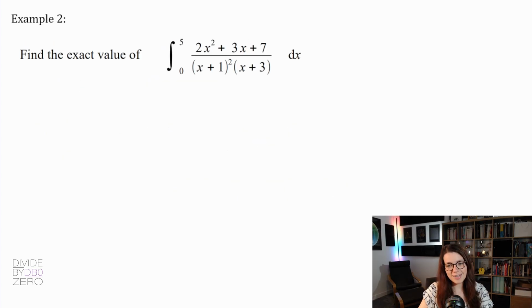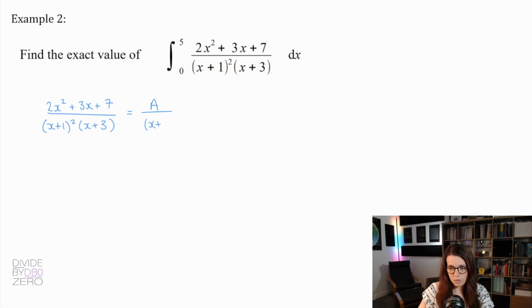Example 2, find the exact value of this integral. Now this looks like partial fractions again because we have some factors in the denominator. But we have to be careful with this partial fractions because the denominator has a repeated factor. So if we write this out, (2x squared plus 3x plus 7) over (x plus 1) squared times (x plus 3). When we split that into partial fractions, we have to make sure that it looks like this.